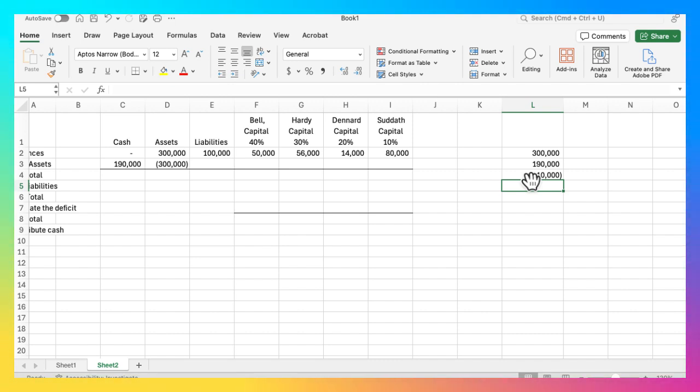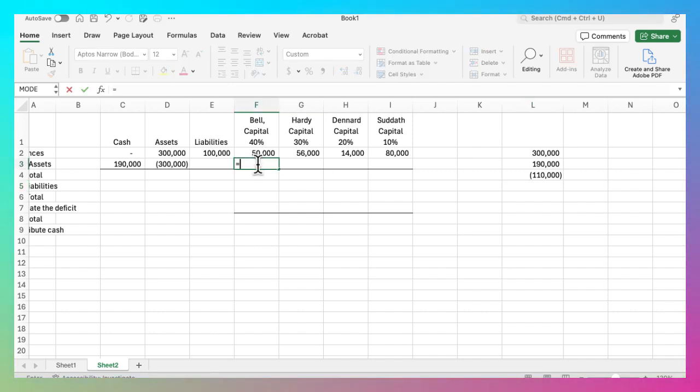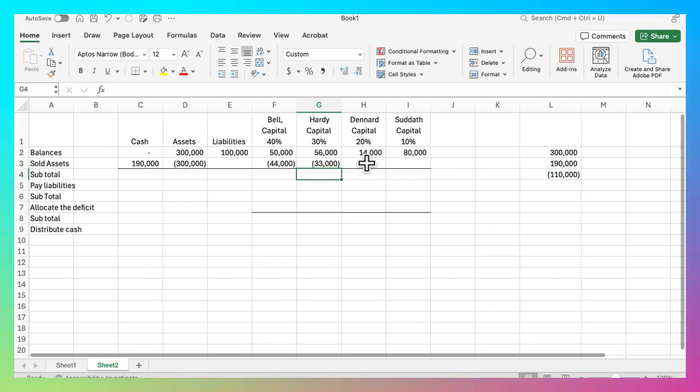How are we going to do that? Well, we're going to allocate it based on their capital or profit and loss agreed upon ratios. So I'm going to take the $110,000 loss, and I'm going to apply 40% of that to Bell. Of course, 40%. Why? Because that's part of their split. Now we move on to Hardy. We're going to do the same thing. We're going to take the loss of $110,000 and multiply that by the ratio that he's going to share, which is 30%. So I'll multiply it by 0.3.